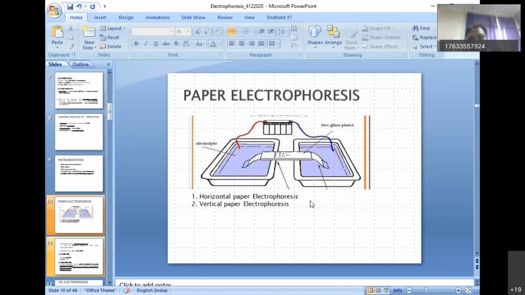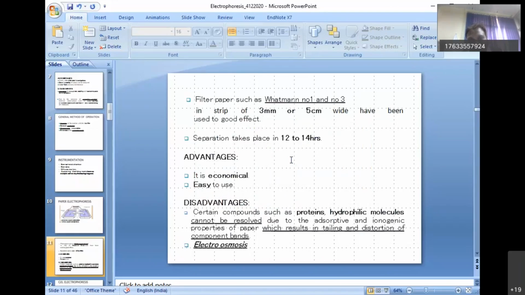So basically you put a drop of your sample on a Whatman paper, and you put that Whatman paper between two glass plates, and the electrolyte will be moved, and along with the electrolyte your sample will be separated. You can see in the picture.